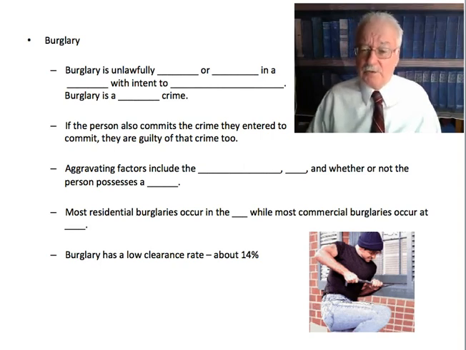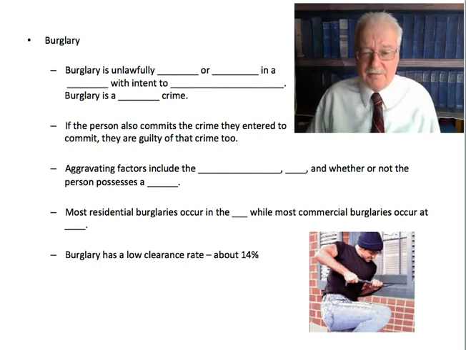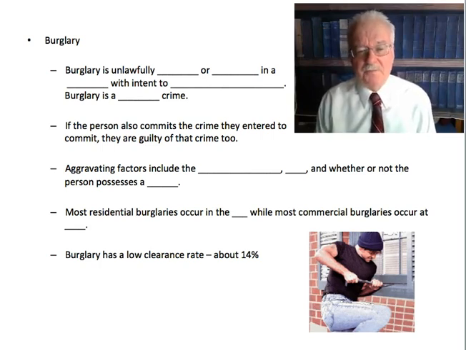So you sneak into a department store when it's open. You haven't unlawfully entered. You hide under a display. After it's closed, you come out, you steal stuff, and you leave. So that's why we also include entering or remaining unlawfully. And again, you have to have an intent to commit a crime.